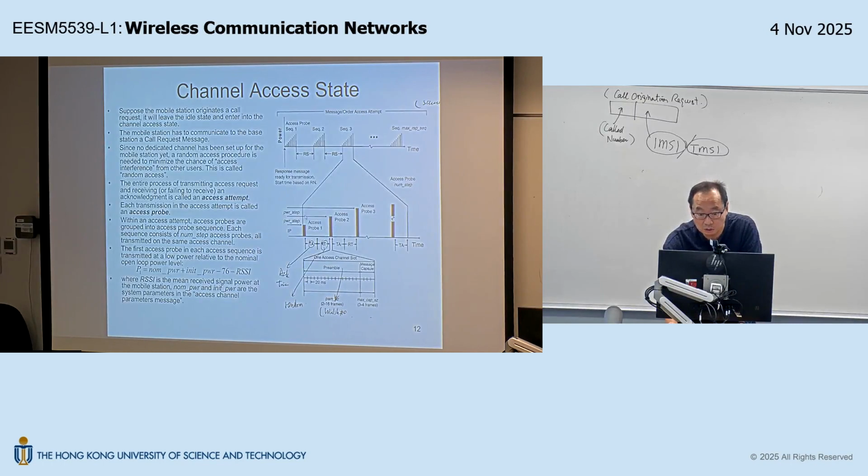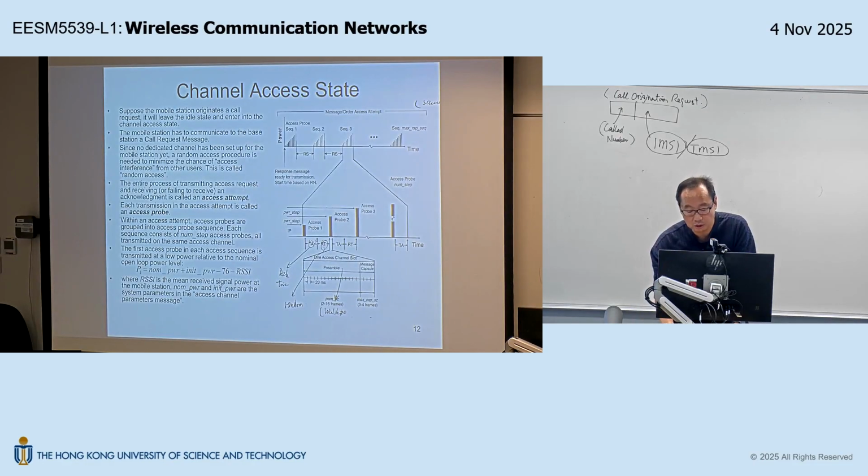So the access procedure is the following. You first send a call origination request with a certain power called the initial power, IP, at a certain time. Now, after you send it, if the base station receives it successfully, you will expect an acknowledgement from the base station. But you cannot wait forever. So you start an acknowledgement timer, like a stopwatch. If the timer expires and you still do not receive an acknowledgement from the base station, you assume the transmission was not successful.